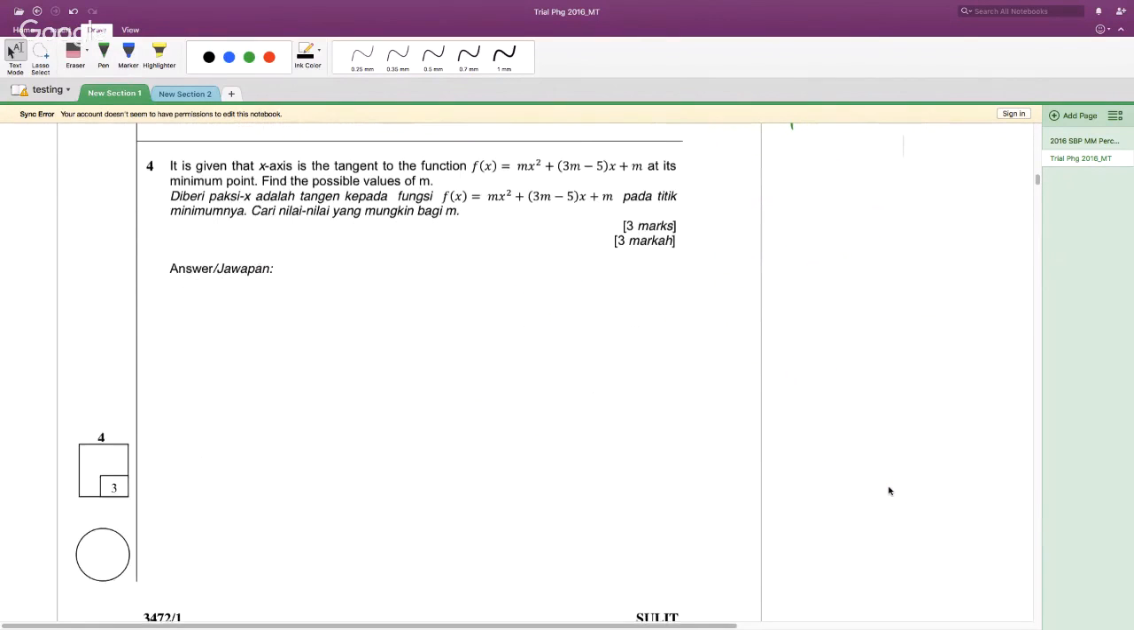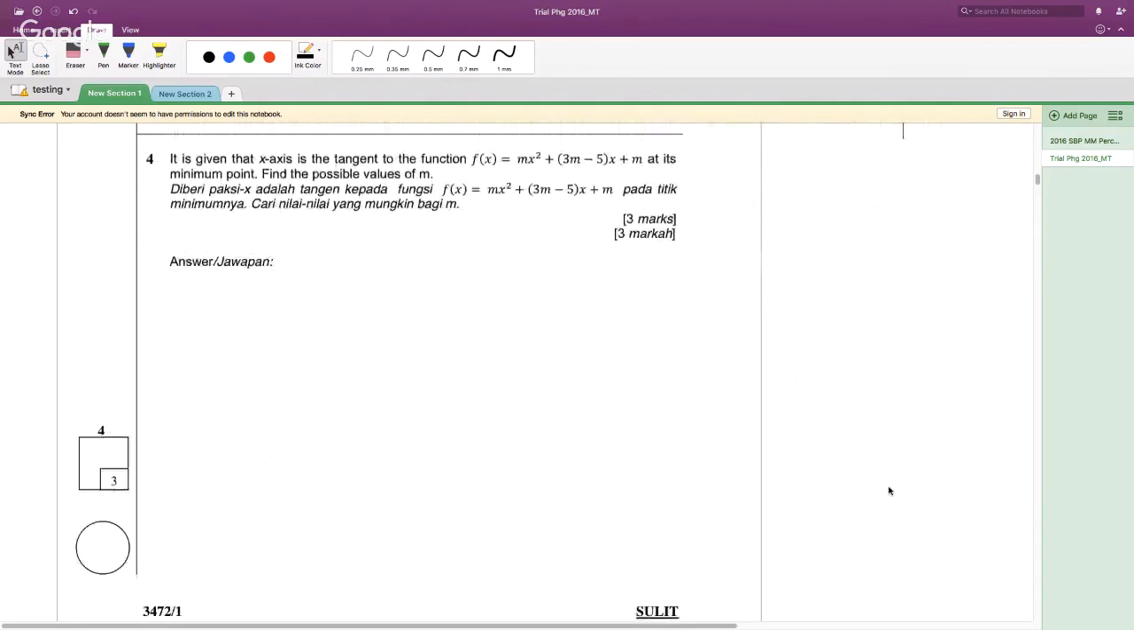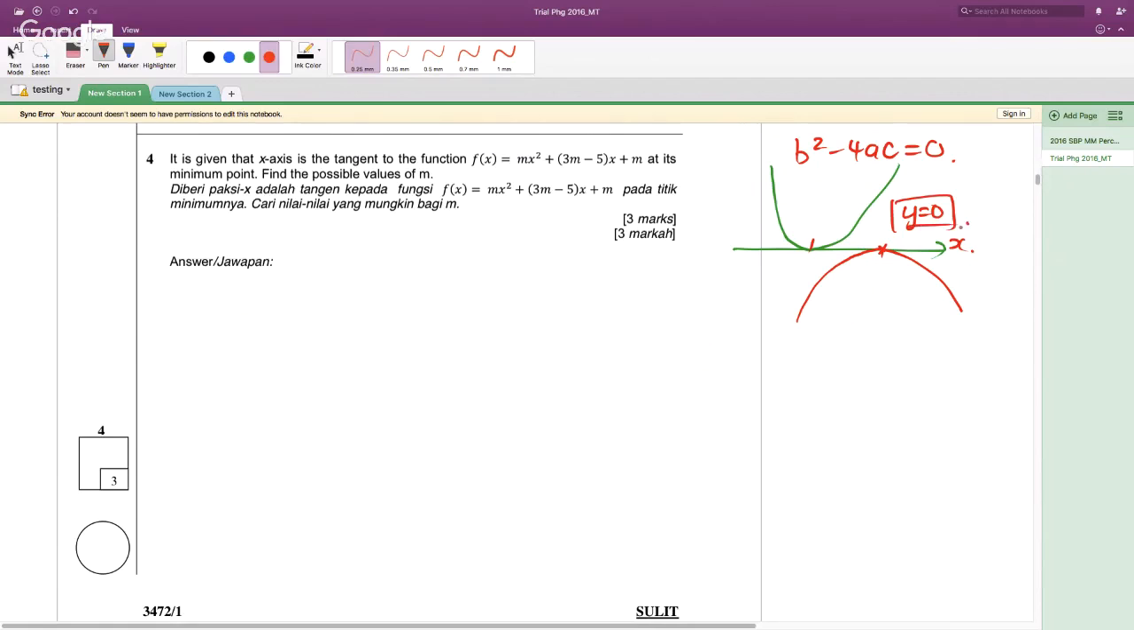Okay, number 4. It's given that the x-axis is the tangent to the curve. So you have something like this and then find a positive value. If the x-axis is a tangent to the curve, it either looks like this or maybe like this. That means they only touch one point on the x-axis. For touching one point, we have one formula, which is b squared minus 4ac equals 0. And touching on the x-axis means y equals 0, or you can say f(x) equals 0. It's the same thing.